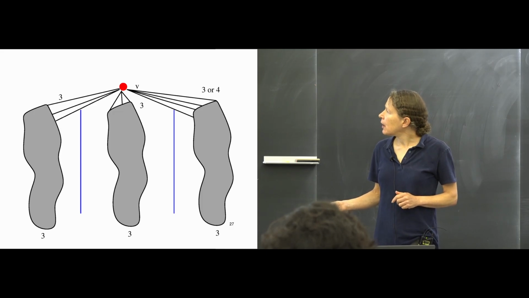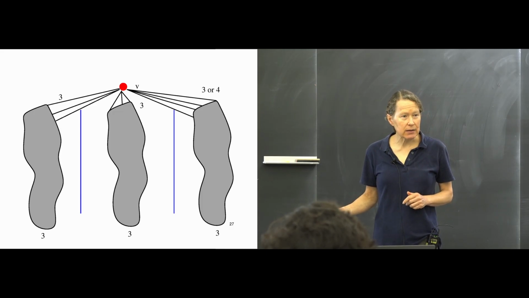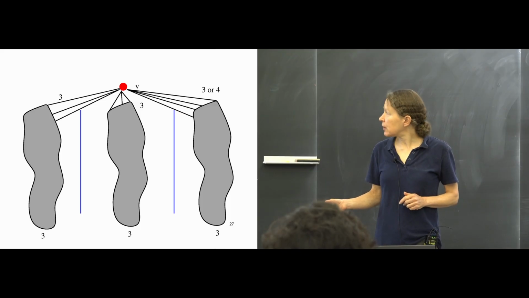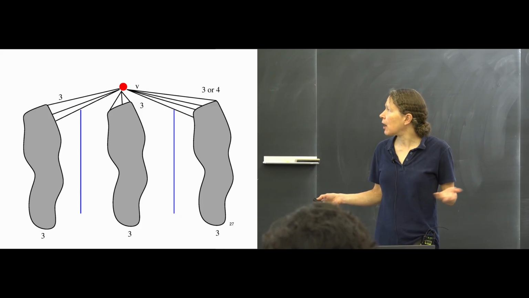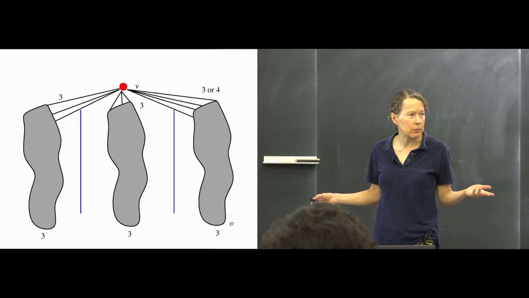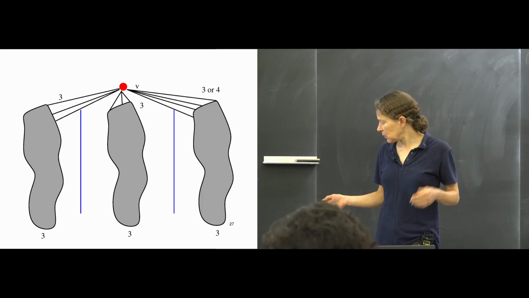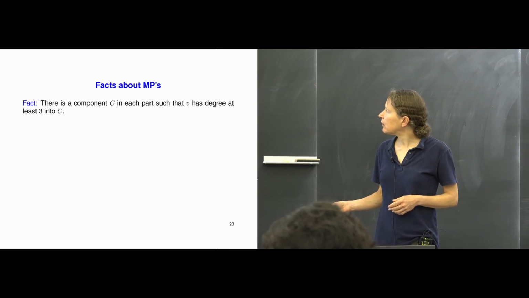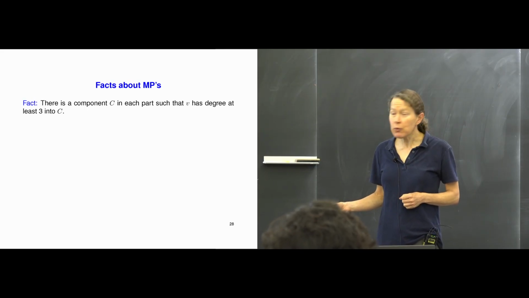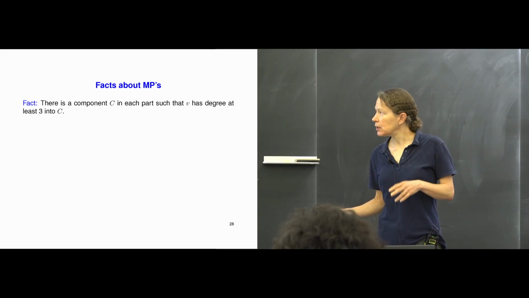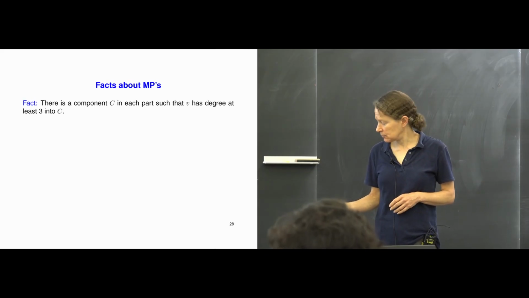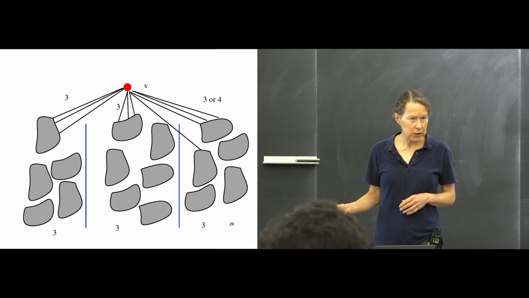Right. Well, remember that its degree was 10 at most. So it has degree 3 here, 3 here, at least 3 here. So actually all the degrees are either 3 or 4, and only one of them can be 4. Okay, good. So that was easy. Now, next fact. Well, there's a component C in each part, so that V has degree at least 3 into the component. Well, for exactly the same reason.